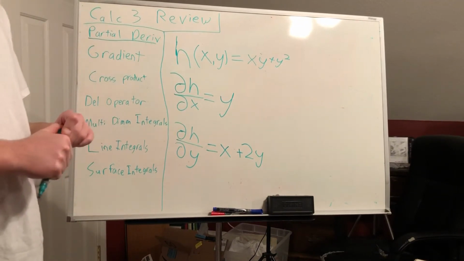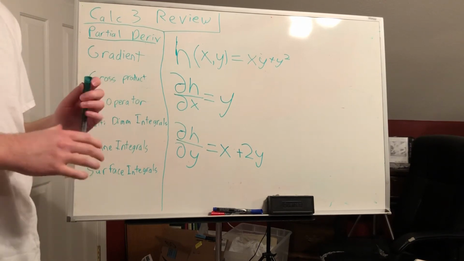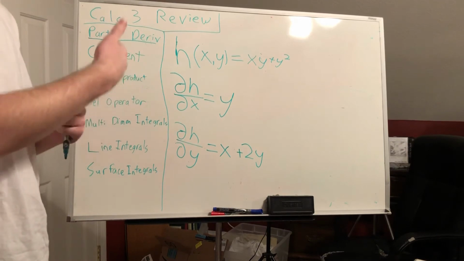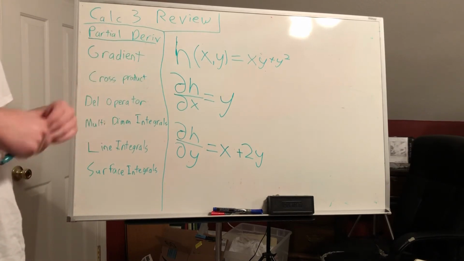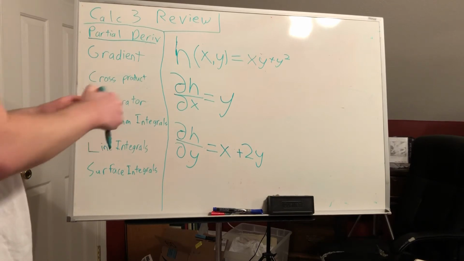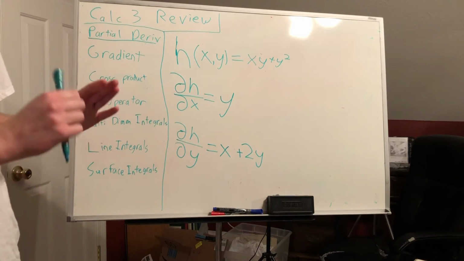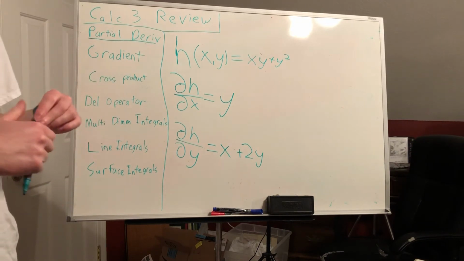So I hope that this makes partial derivatives seem a little bit easier. And of course, if you have three, four, or more variables, you just treat it the same way: the variable in question you treat as a variable and everything else you treat as a constant.